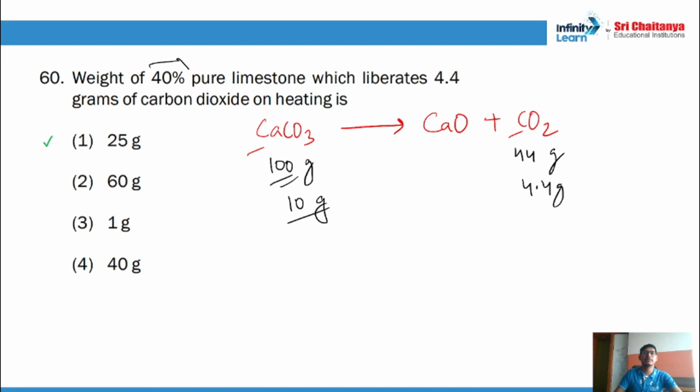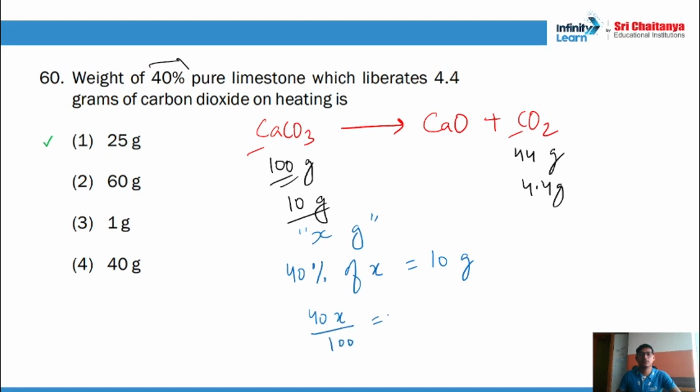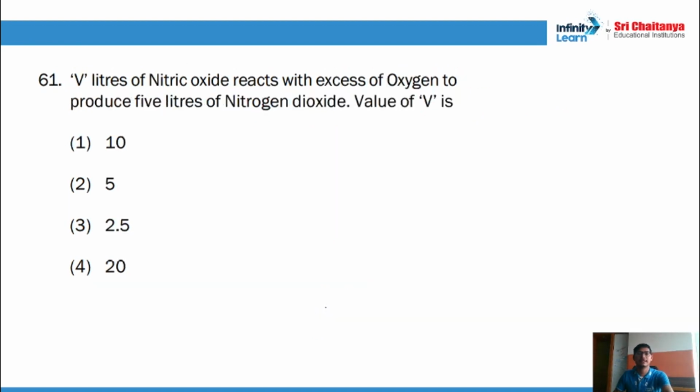But limestone is 40% pure. It is not 100% pure. So, what do I do? Let us consider that we need x gram of limestone, okay? So, 40% of x should equal 10 gram, right? I will take some amount of limestone, 40% of which should be equal to the 10 gram of limestone which I actually need, okay? So this is equal to 40x by 100 is equal to 10. You can work it out, x will come out to be 25 gram, okay? Next question.